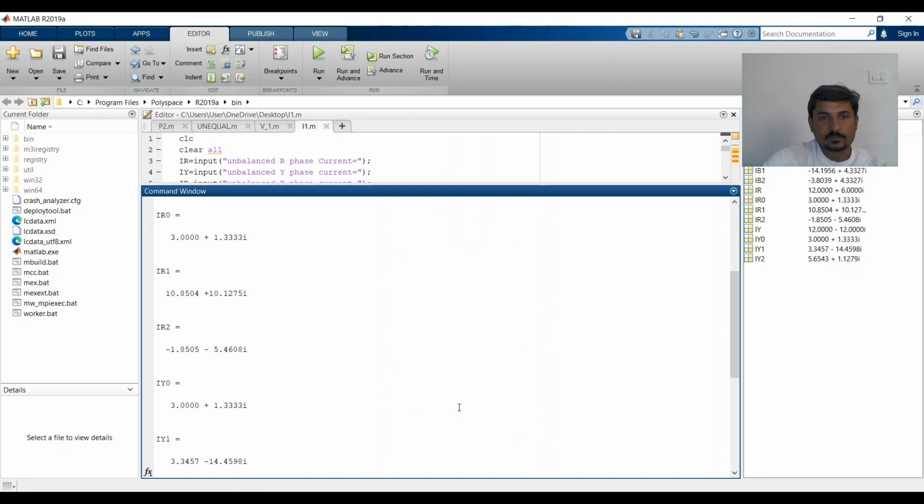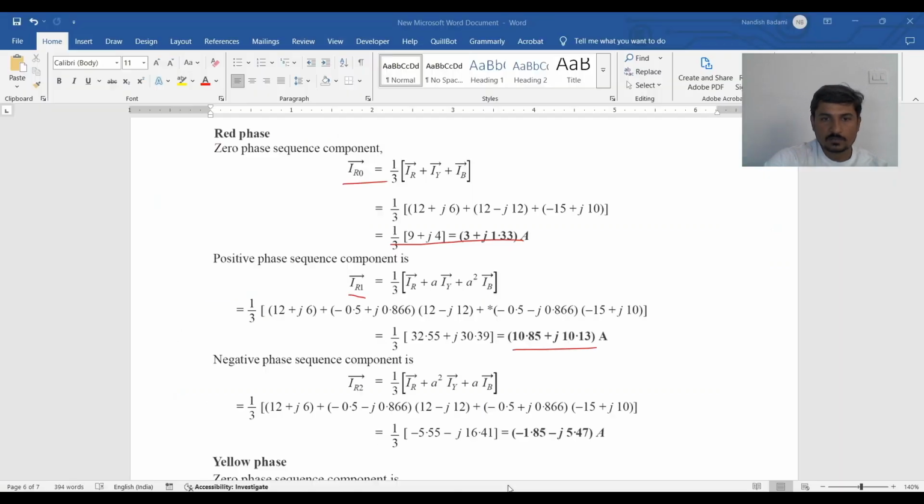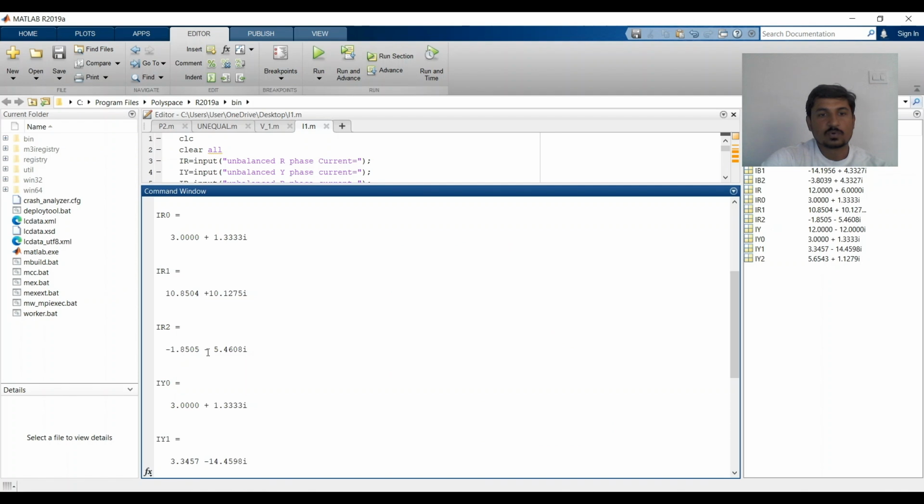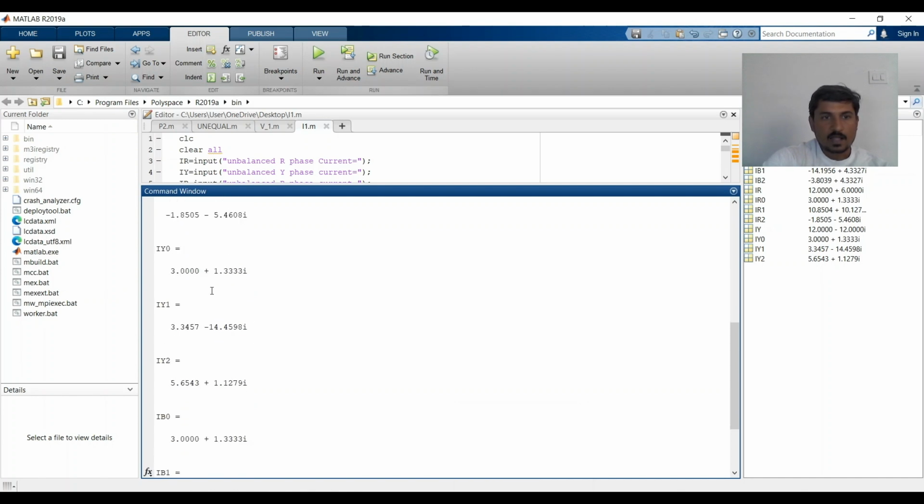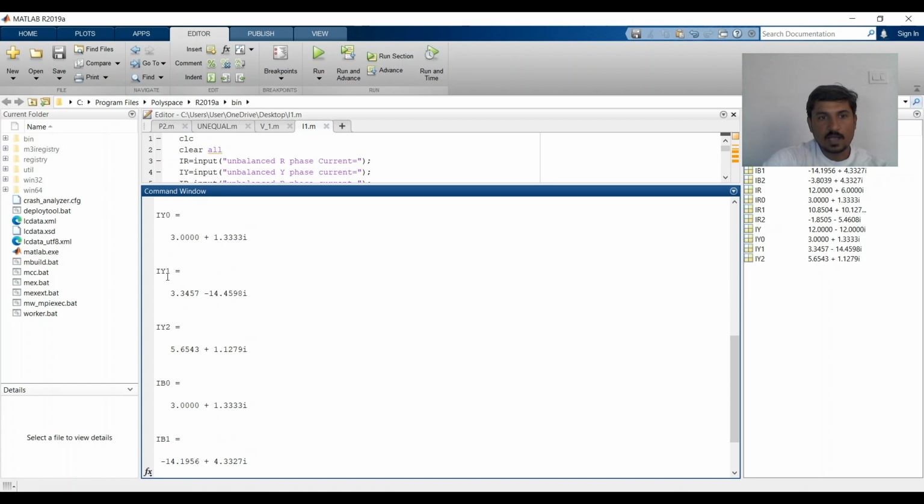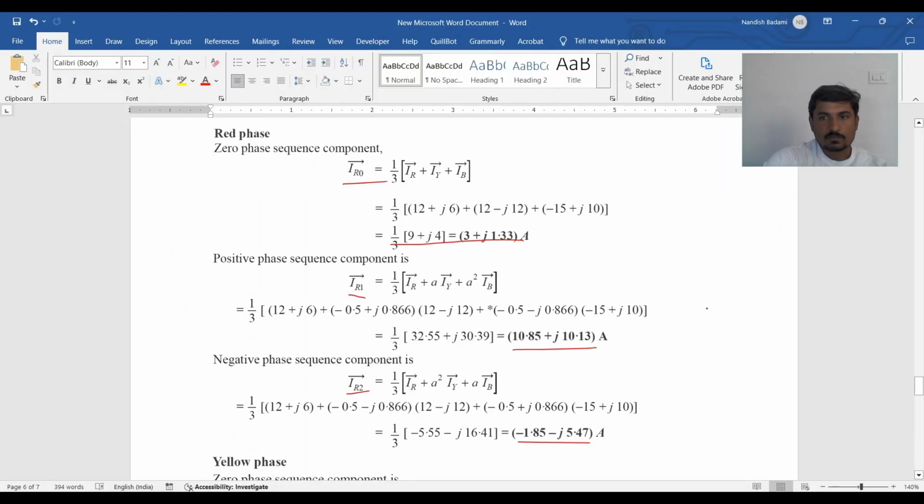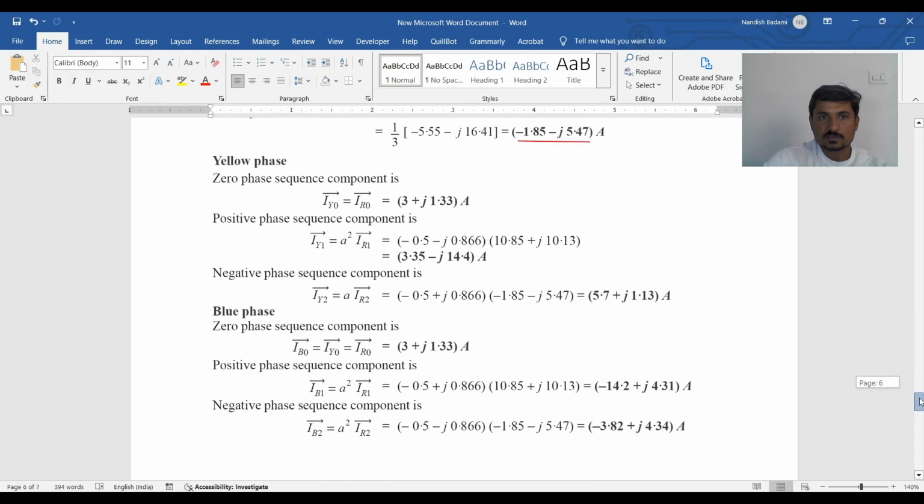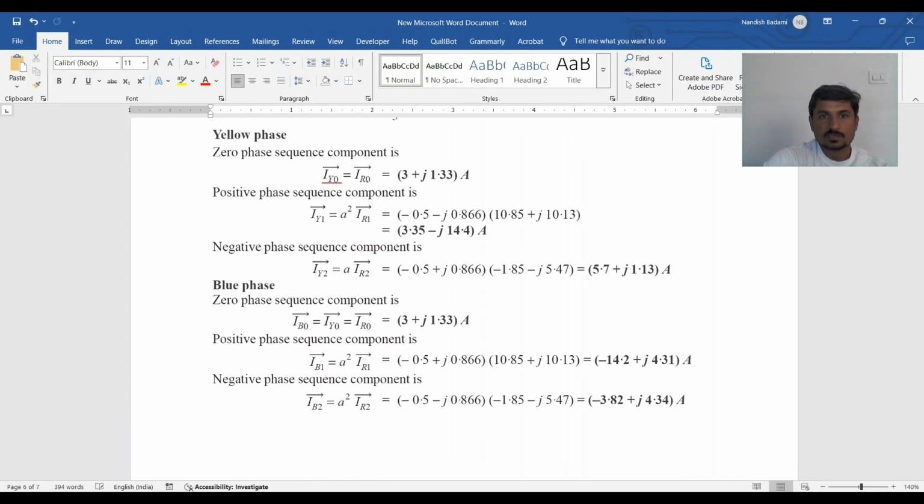10.85, 10.13, right, and 2.7. And they have rounded it off. IR2 value here is minus 1.85 minus 5.47, minus 1.85 minus 5.46, which are very near values. Similarly, IY0, IY1 and IY2. For the yellow phase, IY0 is equal to IR0, which is the same.